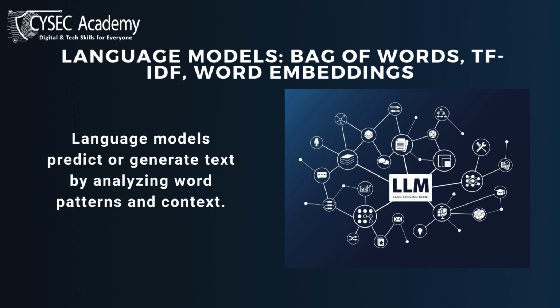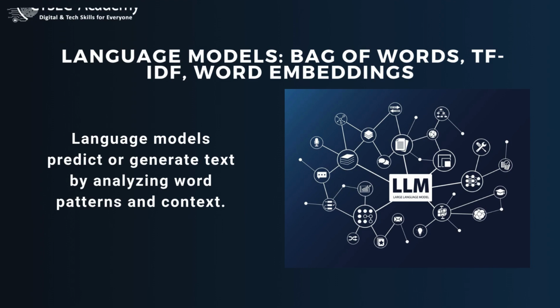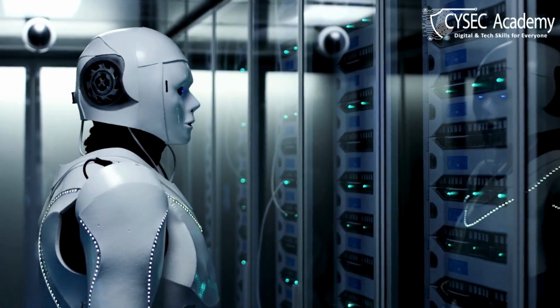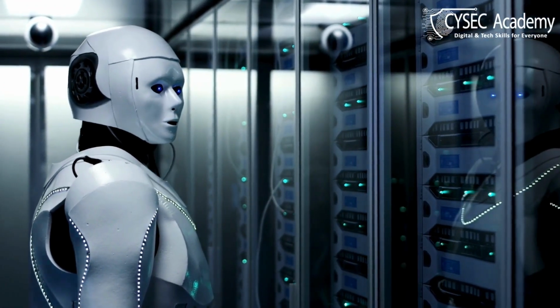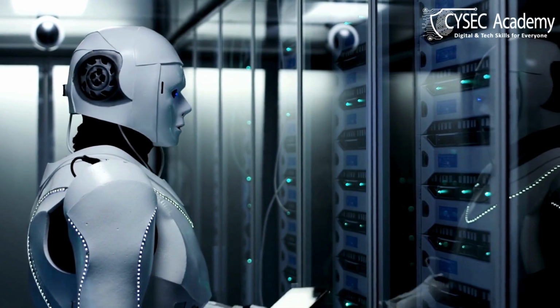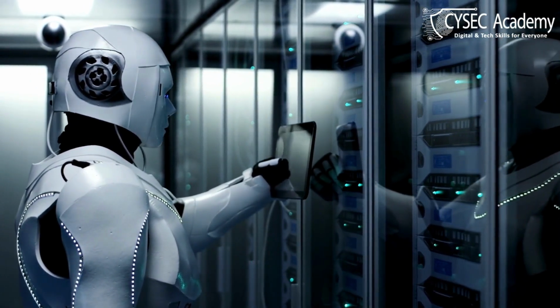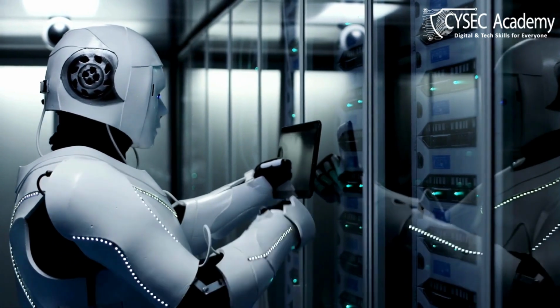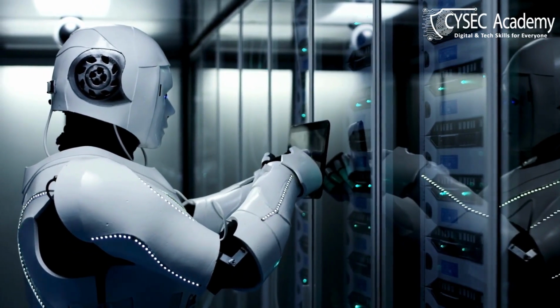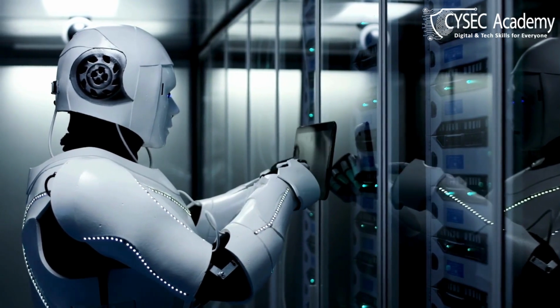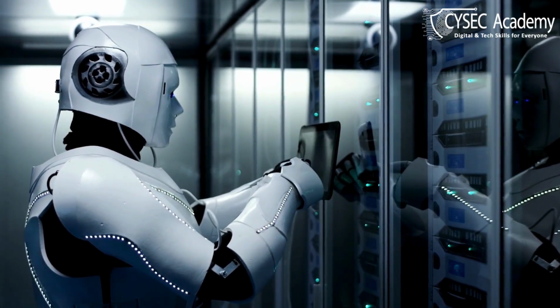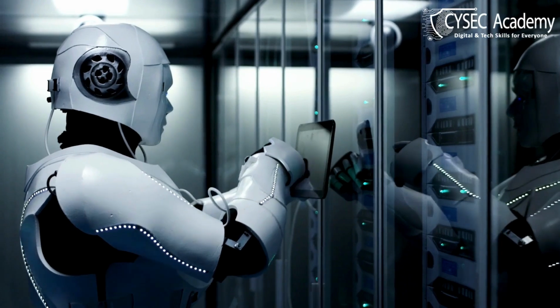They help machines understand and generate human language. For example, when you type "I'm feeling really" on your phone, and it suggests happy or tired, that's a language model at work. It has learned from tons of text how people usually complete that sentence. In NLP, this helps chatbots respond naturally, tools summarize articles, and voice assistants understand what you're saying.